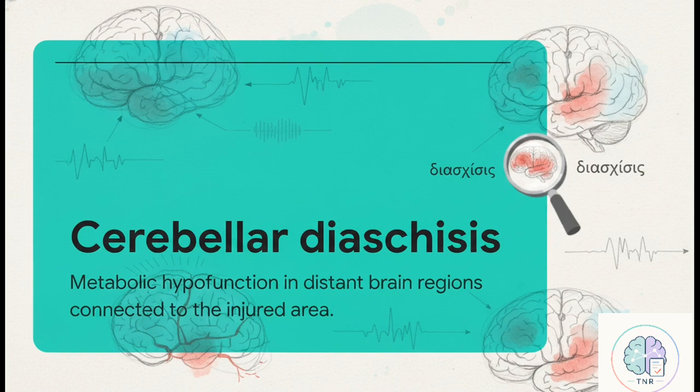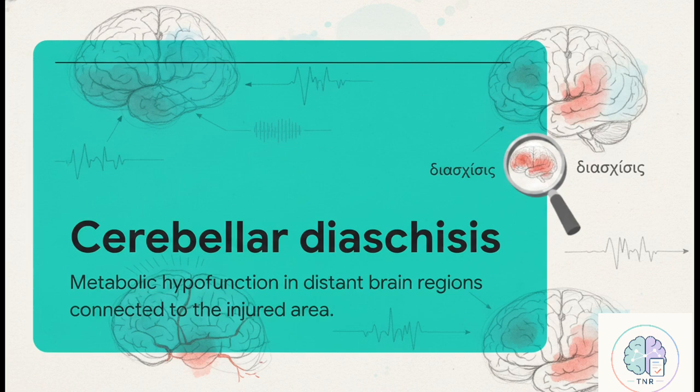Diaschisis comes from Greek, meaning shocked throughout. It refers to a metabolic shutdown or hypofunction in a completely distant cortical area that's caused by the disruption of connections to the injured area. Specifically, injury to the dentate thalamocortical tract disrupts the cerebello-cerebral circuits. In fact, SPECT scans have actually shown reduced cerebral perfusion in the frontal, parietal, and temporal cortices of these patients.